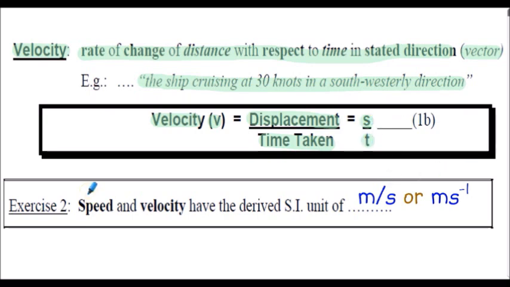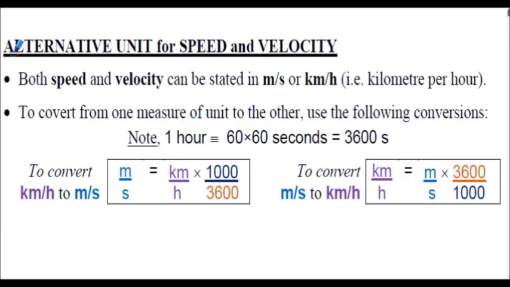Exercise 2 wants us to define the SI unit of speed and velocity. Speed and velocity have the derived SI unit of the meter per second, or meter second to the negative 1. Let's consider an alternative unit for speed and velocity. We know that both speed and velocity can be stated in the unit of meter per second, but also in the unit of kilometer per hour.